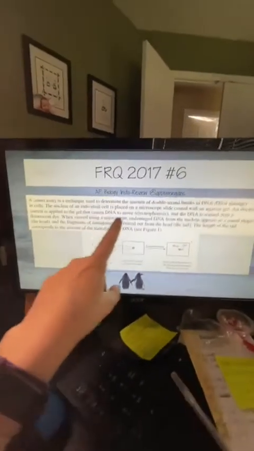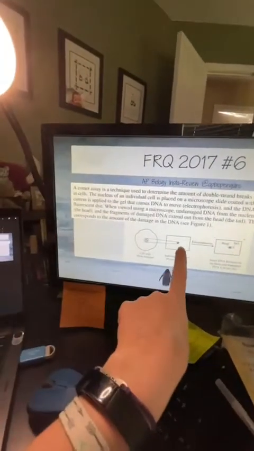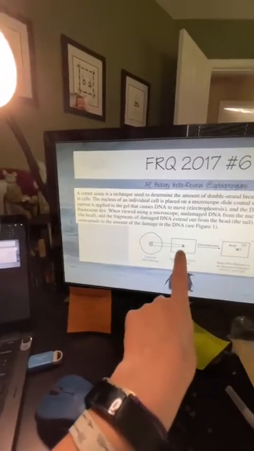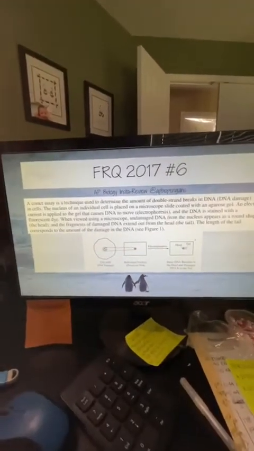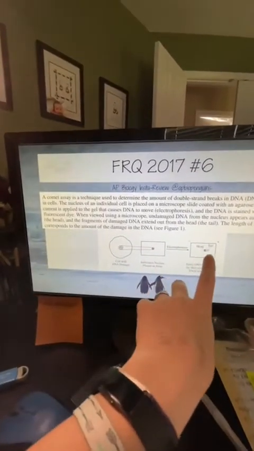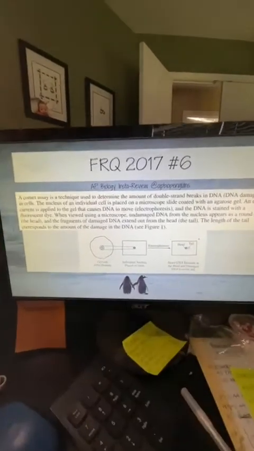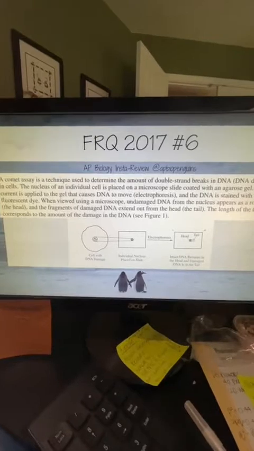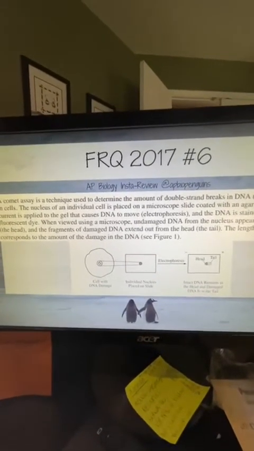When viewed using a microscope, the undamaged DNA from the nucleus appears as a round shape, the head. So I see right here, there's a circle. That just shows me undamaged DNA. And the fragments of the damaged DNA extend from the head to the tail. So I see that we move it and there's like this part right here, and that's my damaged DNA. The length of the tail corresponds to the amount of the damage. So the longer my tail is, the more damage must have occurred within the DNA.